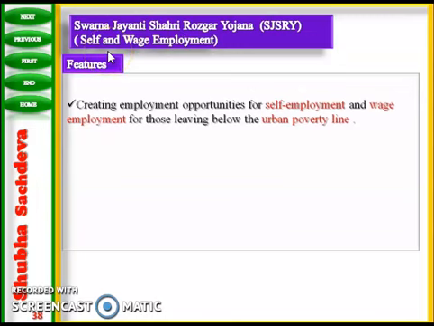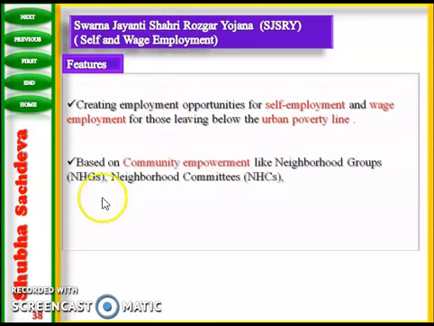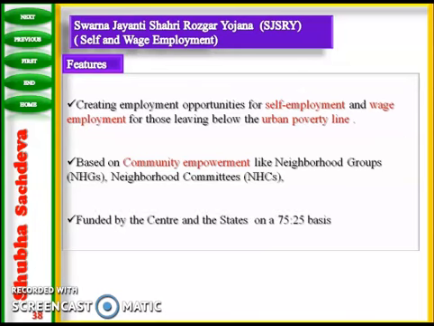This was the policy Yojana which was for self-employment and also wage employment. ये self-employment और wage employment दोनों में आती है. इसके फीचर्स क्या थे? Creating employment opportunities for self-employment and wage employment for those living below the urban poverty line. Poverty line से below है, but which area are they covering? They are covering the urban area, because here we are talking about शहरी रोजगार योजना, and it was based on community empowerment. एक community को बढ़ाओ, कोई neighborhood groups हैं उनको बढ़ाओ, committees को empower करो so that they get income and they are elevated from poverty.